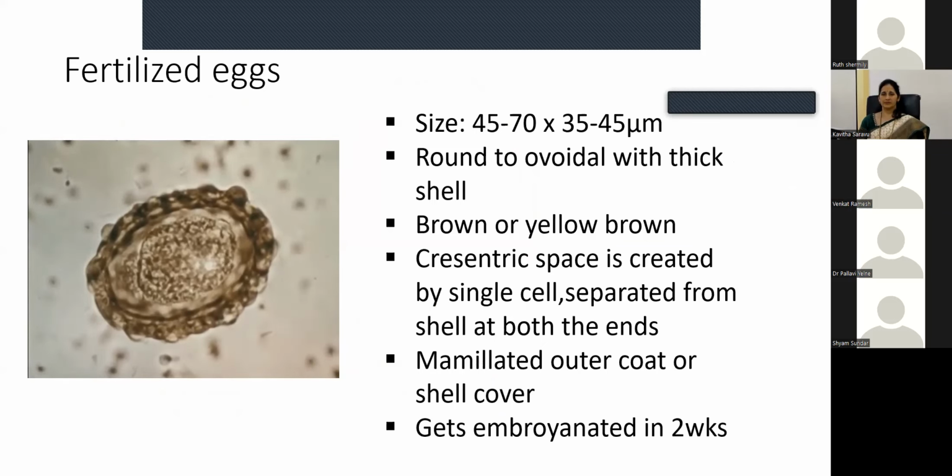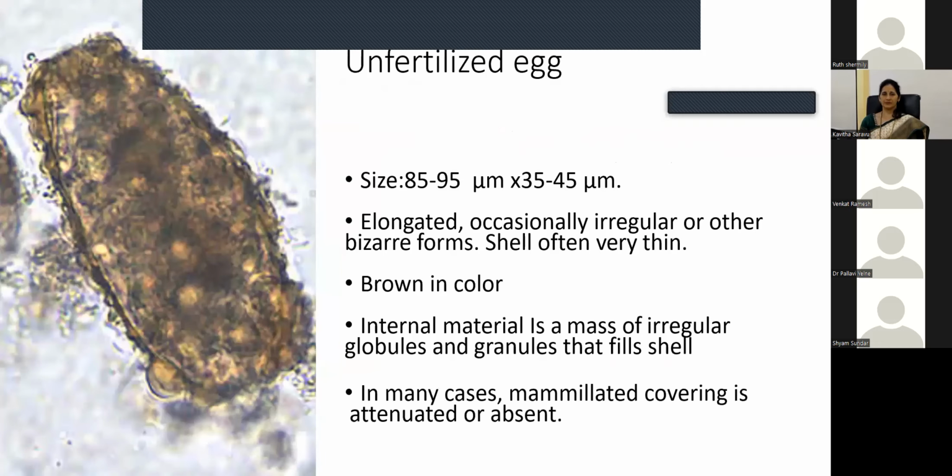The size is around 45 to 70 micrometers. They are round to ovoid, brown to yellow in color, and they have a crescentic shape, which is created by a single cell separated from the shell at both the ends, and they have a mammillated outer coat and shell cover. They get embryonated in around 2 weeks, and they are highly resistant to disinfection. Okay, you should be aware of that point.